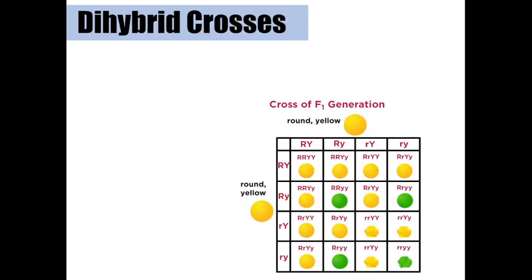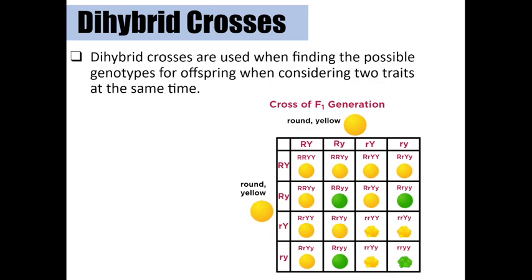Now let's start talking about dihybrid crosses. A dihybrid cross is used when finding the possible genotypes for offspring when you're considering two traits at the same time. So you are going to have 16 squares for a dihybrid cross.